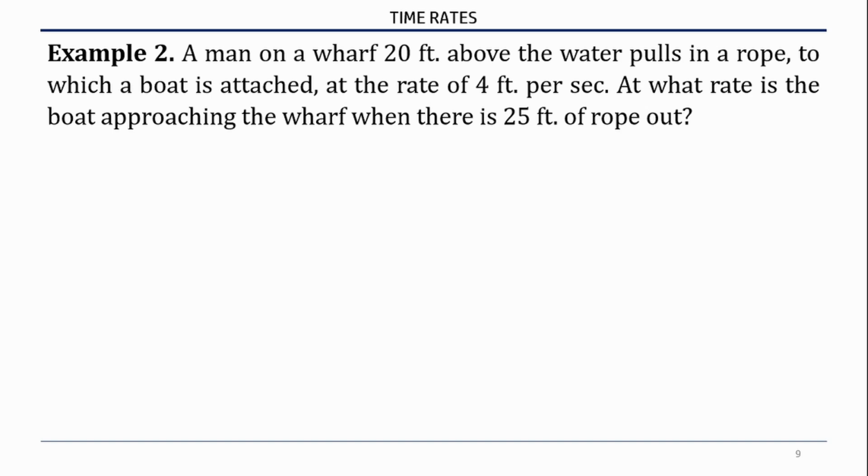Okay, so next problem. We have a man on a wharf, 20 feet above the water, pulls in a rope to which a boat is attached at the rate of 4 feet per second. At what rate is the boat approaching the wharf when there is 25 feet of rope out? So again, we should make drawings to make it easier to solve our problem.